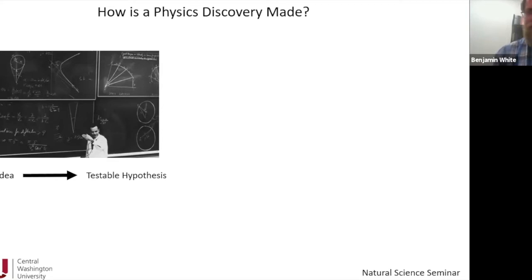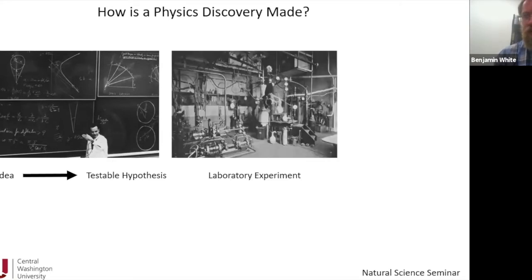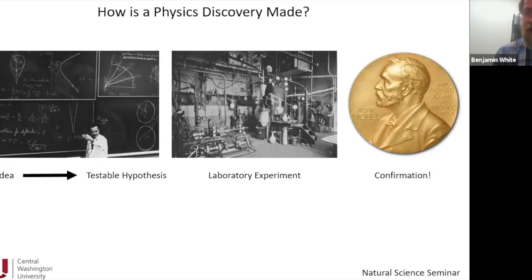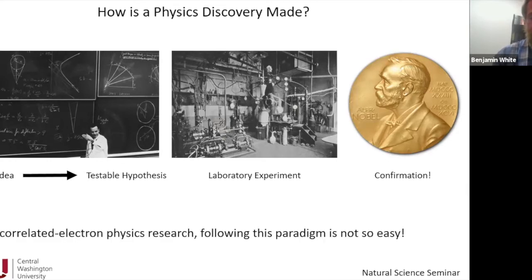And then maybe that physicist, or maybe a colleague they ask, goes into a laboratory, conducts an experiment to test the hypothesis, and then maybe we get confirmation. So that's most people's perception of how discoveries are made in physics. In the case of correlated electron research, following this gold standard scientific method approach isn't so easy. And the problem is we usually get bogged down on step one.